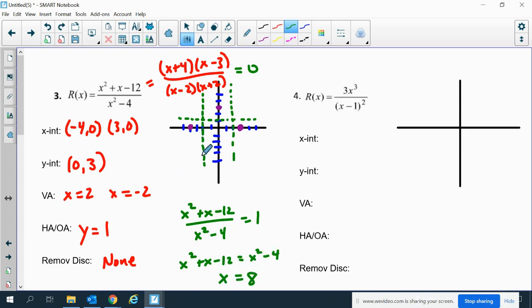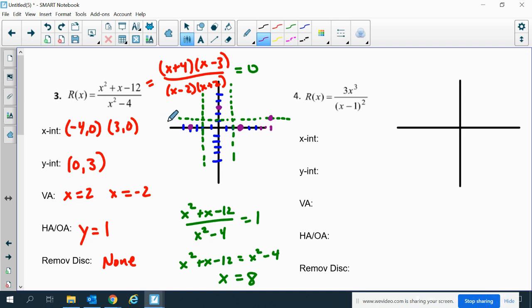Actually, in this problem, I can't really use the long division method anyway, because the power on the numerator and the power on the denominator are the same. So I'm just going to set this equal to my horizontal asymptote. I figure out that at x equals 8, I actually cross my horizontal asymptote. So I'm going to put a point at (8, 1).